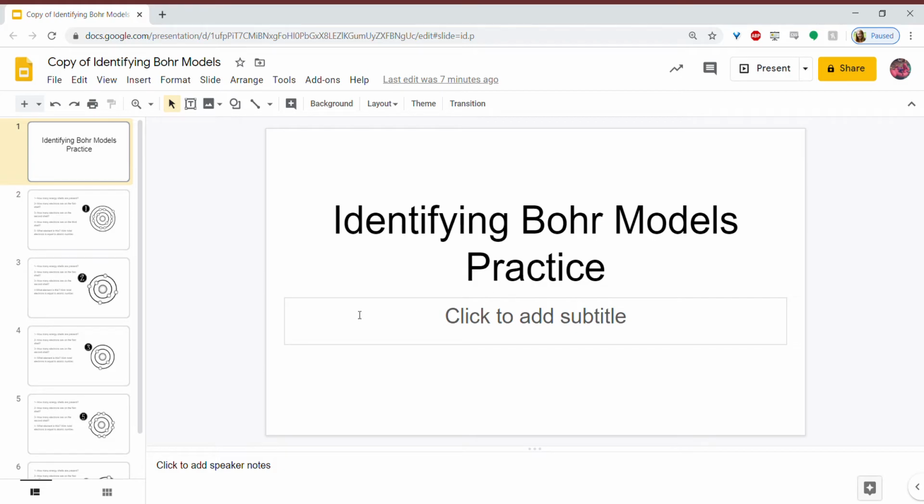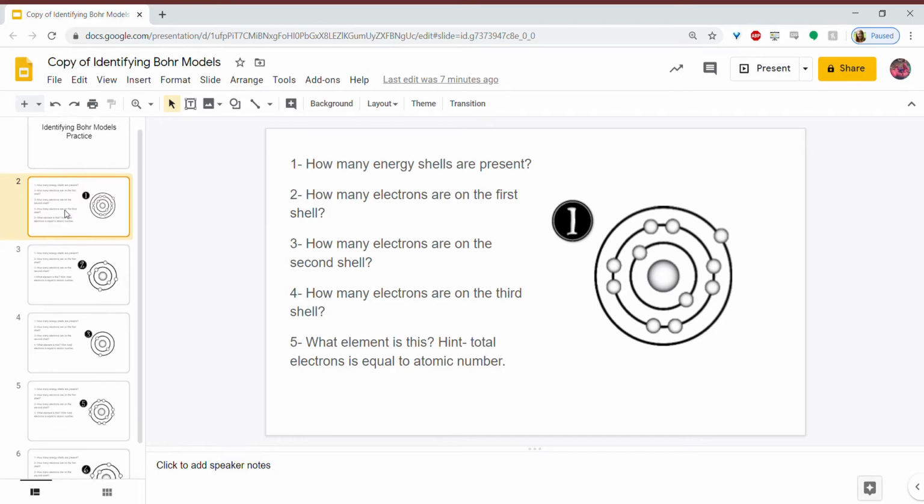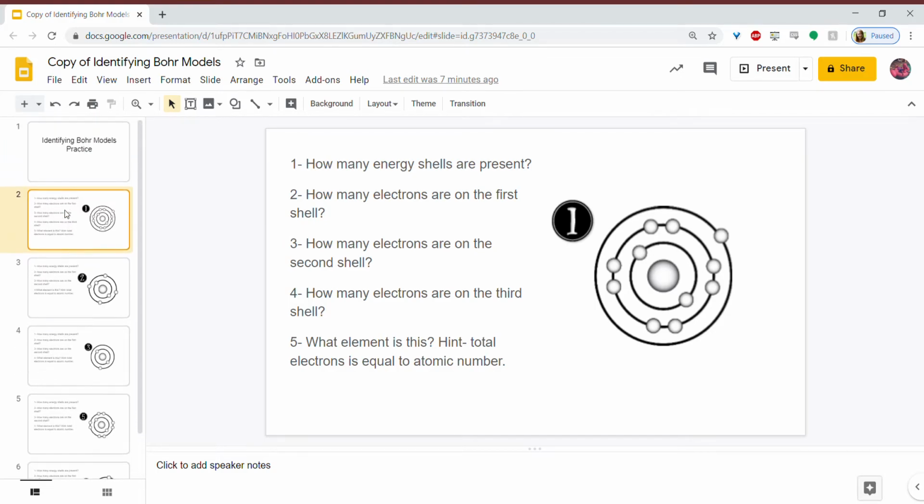Hey, quick review here of basically how to do this assignment. I've had a couple questions on it, so I want to make sure everybody knows. I'll do number 1 with you, and then you can do the other 4 by yourself. So, if you haven't watched the notes yet, go watch the notes. This is not a substitute for that. Just an introduction of how to answer these questions.